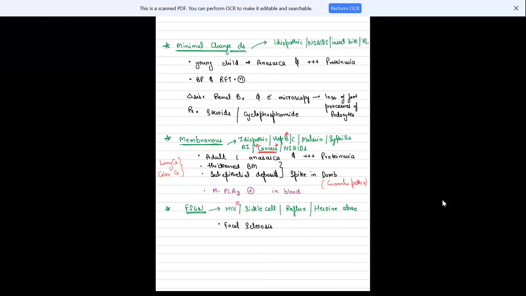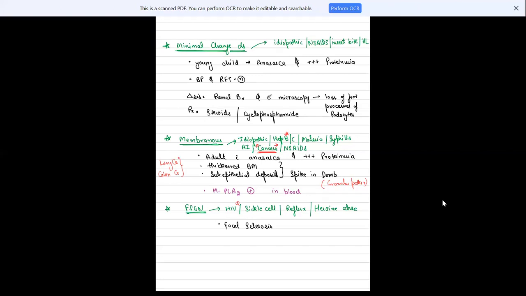Okay, so as we discussed earlier, minimal change disease, its causes could be idiopathic, NSAIDs, insect bite. Another cause could be Hodgkin's lymphoma, and there are plenty of causes, but we are talking about the important ones here. So these are the causes that can lead to minimal change disease in children. So the young child, anasarca, proteinuria, blood pressure and renal function tests are normal. You should think about minimal change disease.